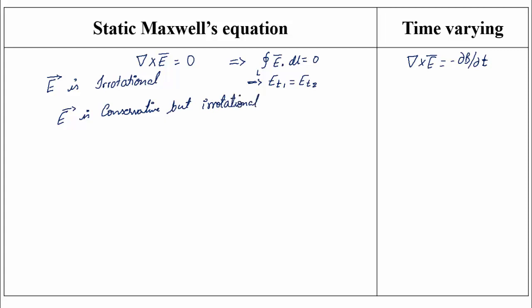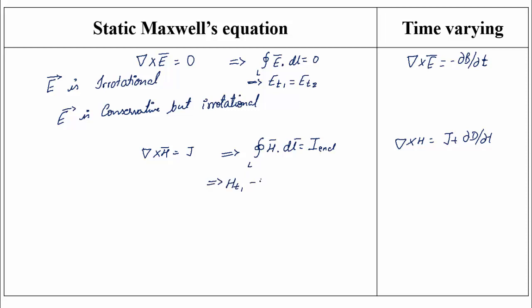Now, if I am talking about the second form of Maxwell's equation, that is curl H equals to J plus dou D divided by dou T. In the case of static, it is curl H equals to J. What do you mean by curl H becoming J? In the integral form, closed line integral H dot dl equals to the current that is enclosed in the path. So I can write this as H tangential 1 minus H tangential 2 equals to J cross an. So this is very important.